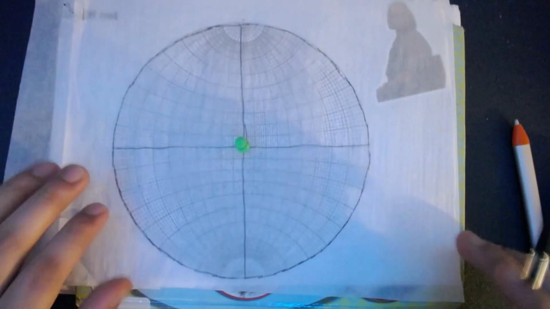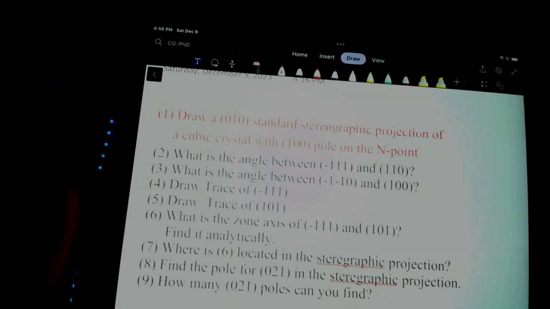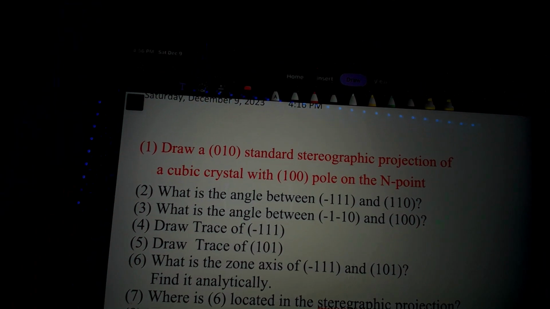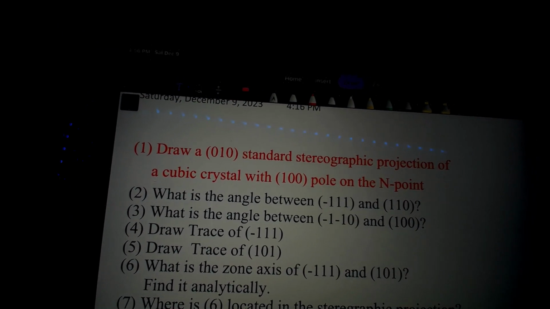So now once we have this, we have the system set up to solve our question. Let's look at the question again. I'll just hold this up real quick. We have to draw a [010] standard stereographic projection of a cubic crystal with a [100] pole on the north.